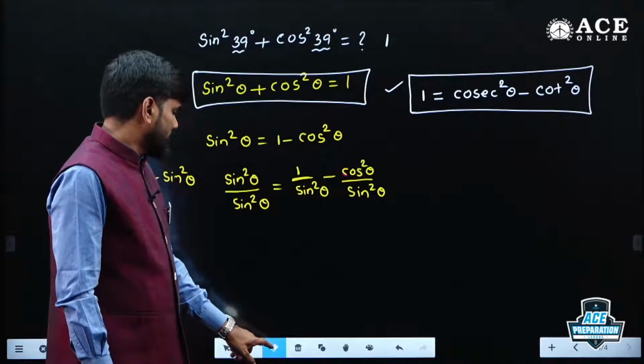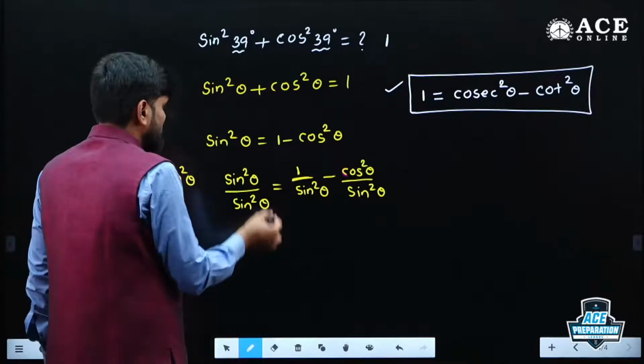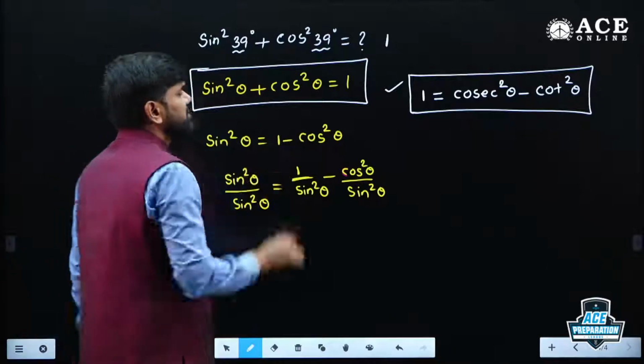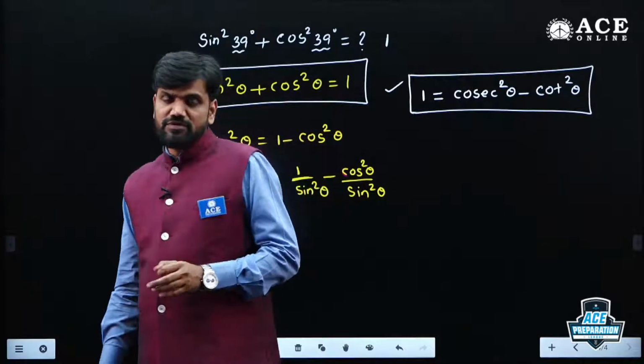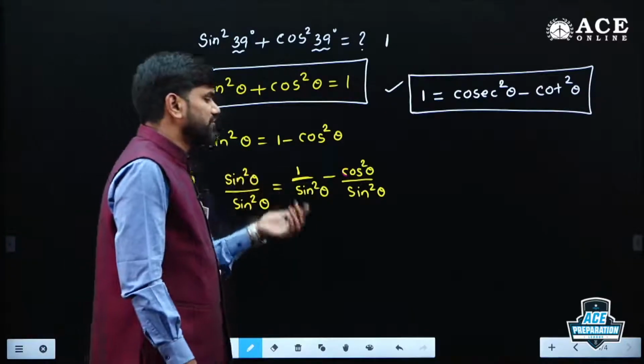The second one we are learning is what? So sin square theta plus cos square theta is equal to 1. This is the first one. The second one we have learnt is cosecant square theta minus cot square theta is equal to 1. What else can we get from these basic identities, sir? Let us go ahead further.